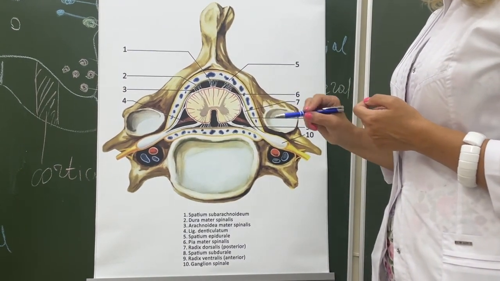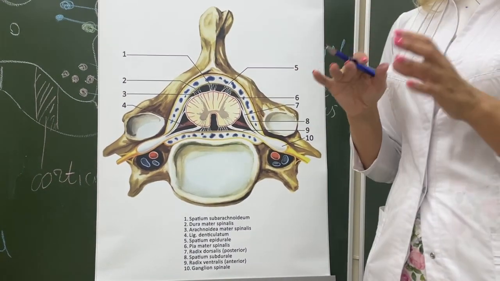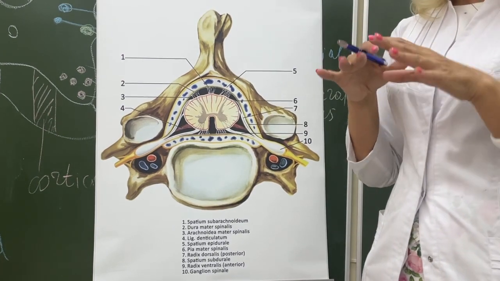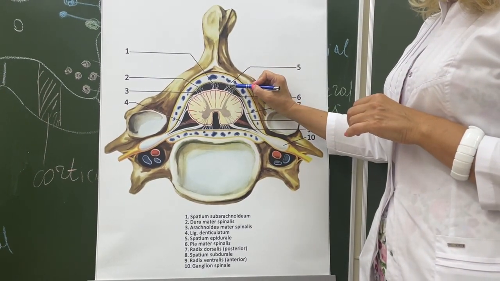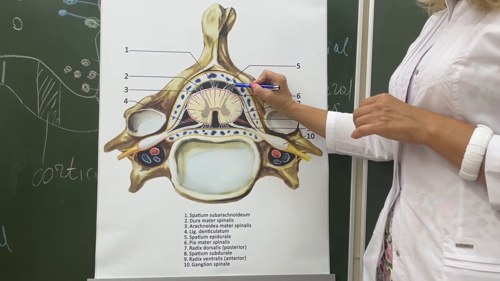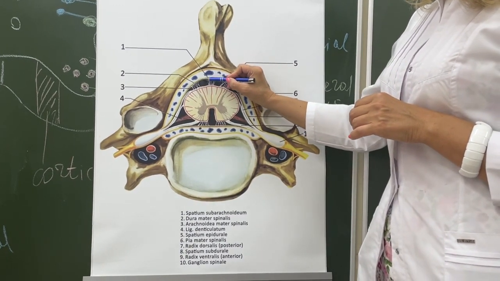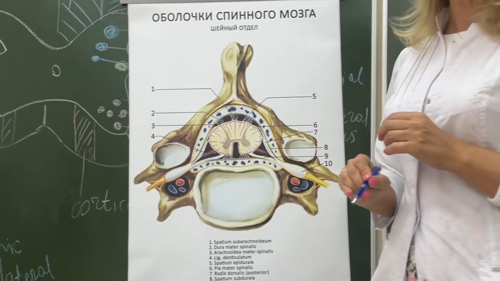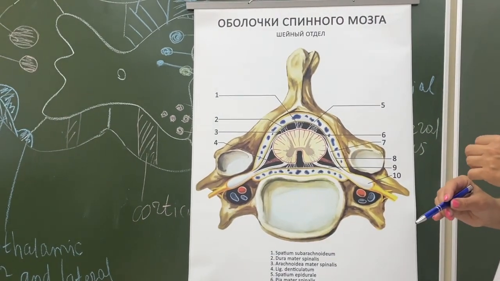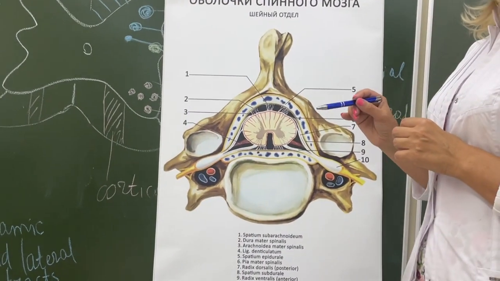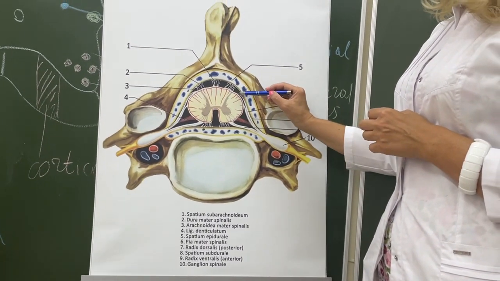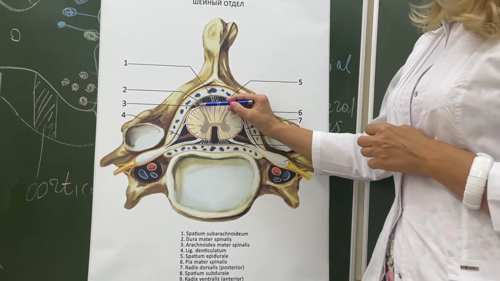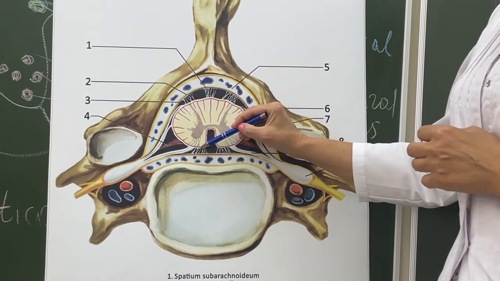The next is called the subdural space. Sub means below. So it's between the dura mater and arachnoid. This narrow slit is called the subdural space. One more space is formed between the arachnoid and pia mater. This space is called the subarachnoid space.